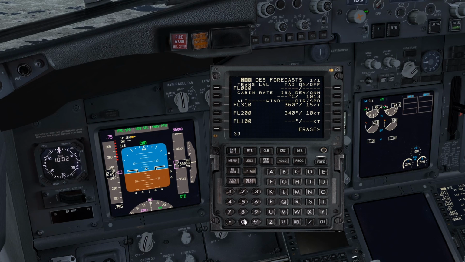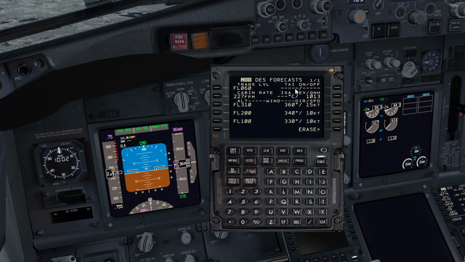So we just put in some interesting winds here. If the wind is a lot, then as you can understand, it will make a huge impact on your profile. So this is a very important and simple way to correct your VNAV path for that.